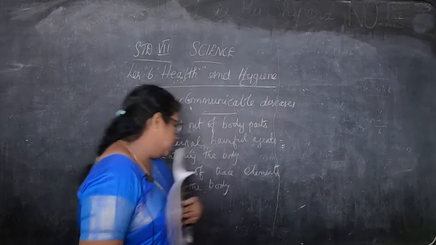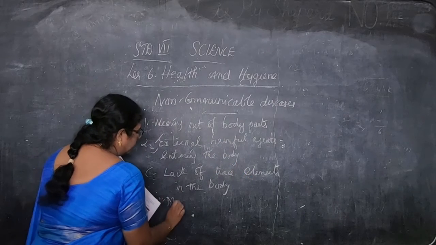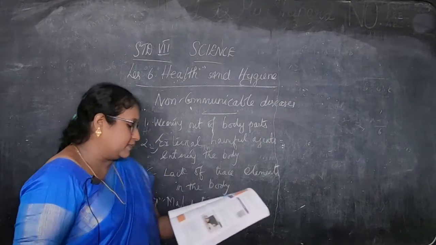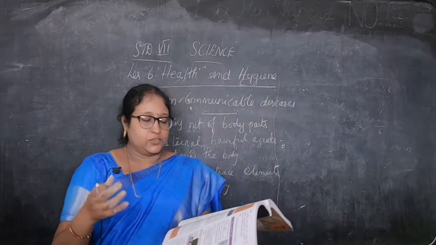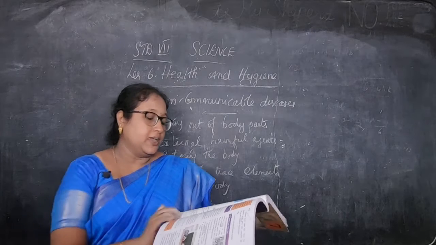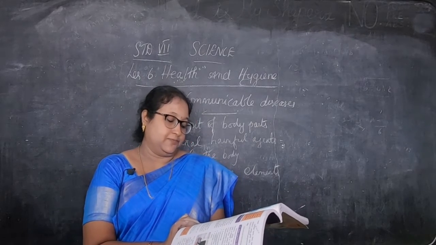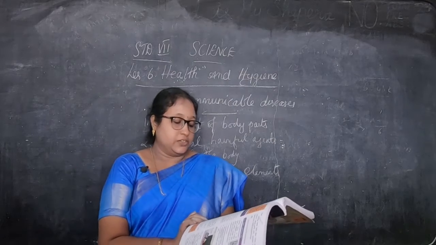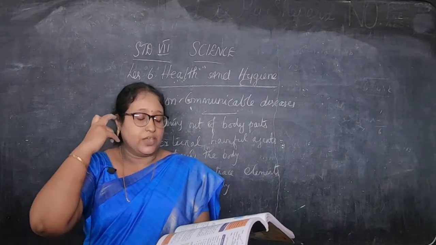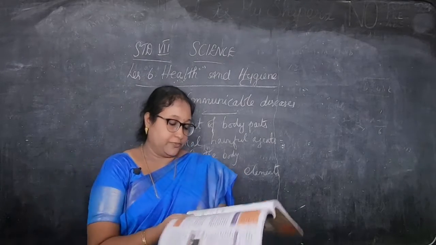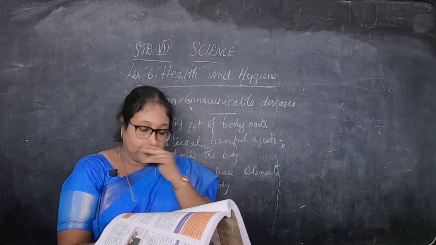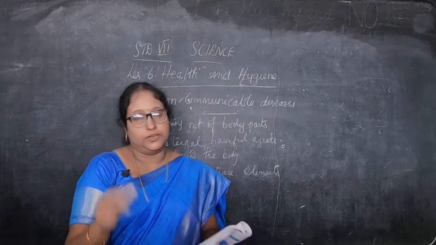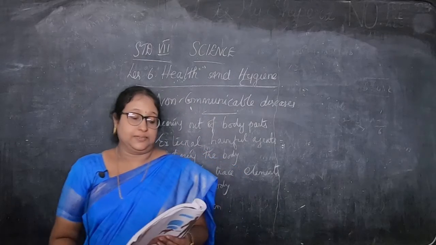Next is malnutrition. Children, malnutrition is nothing but a poor diet. The body does not get enough nutrients. Nutritious food is needed for a person to grow well, work hard and stay healthy. Many common sicknesses are caused by malnutrition.